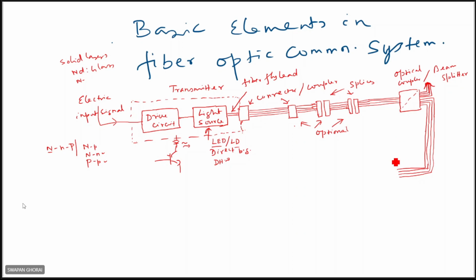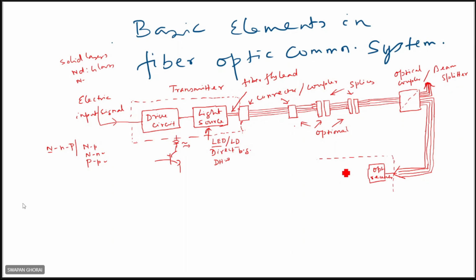And next, in these systems there can be repeaters. In the repeaters, receiver and transmitter both will be there. Let us see that configuration in block diagram form. So the first component will be the optical receiver.